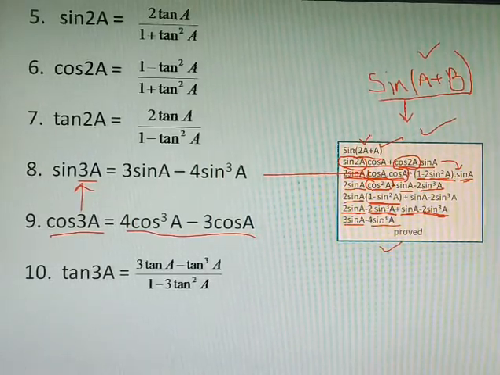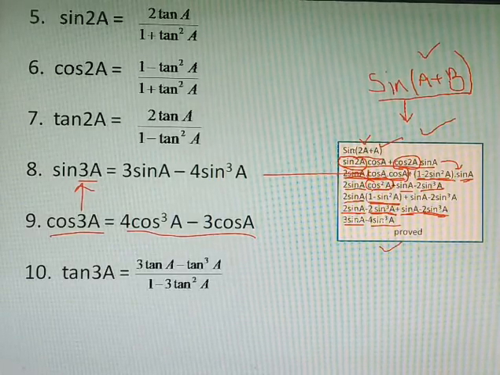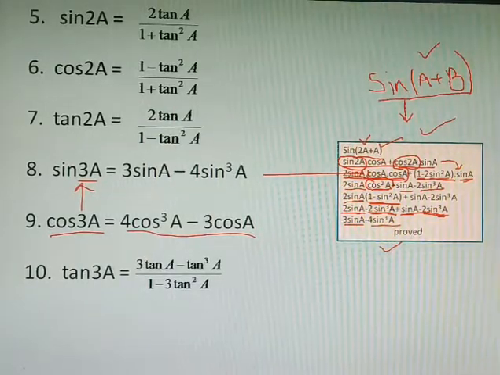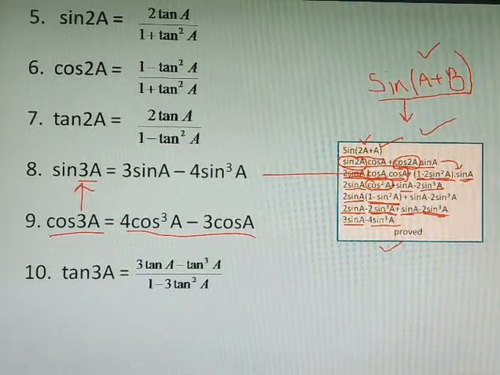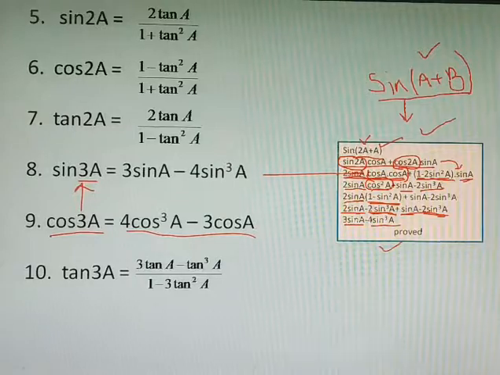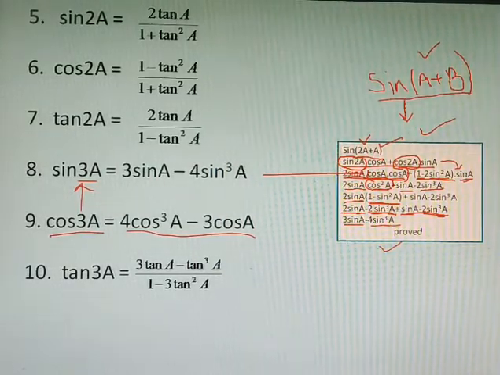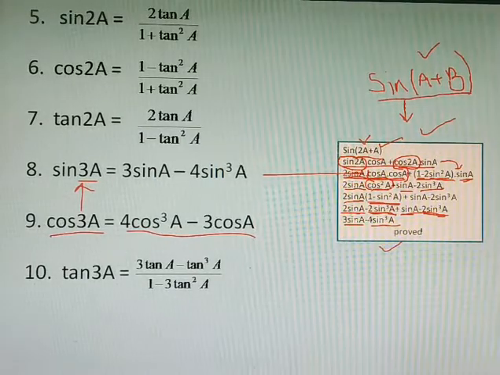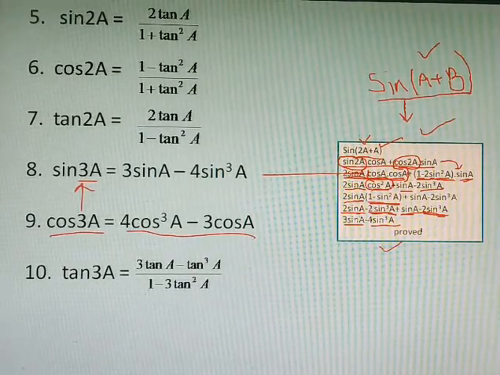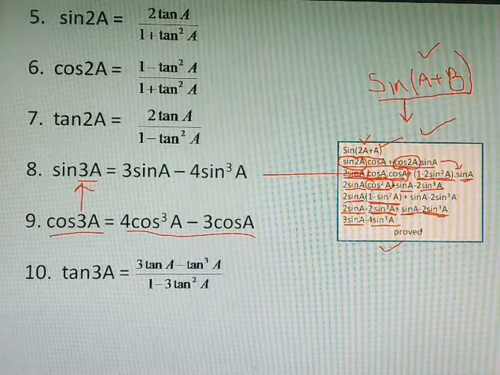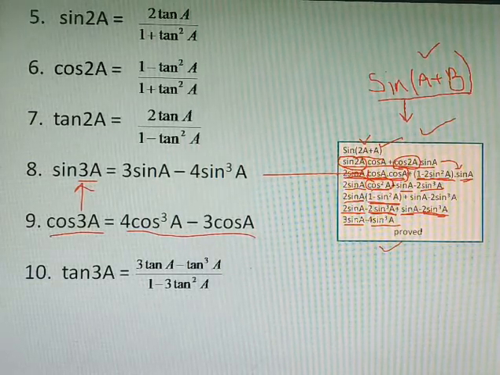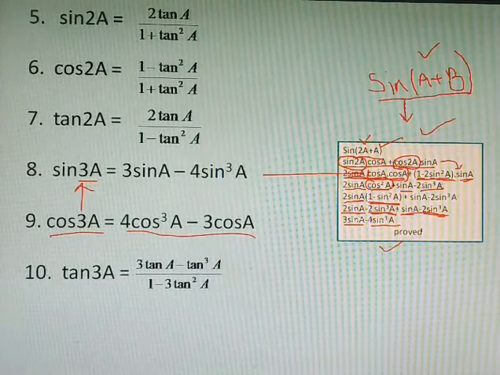Now formula number 10, and formula number 10 you can practice at your home. If you need any kind of help, and if you still want me to prove any formula that has been mentioned here for you, please mention that in the comment box, and I will do that in the next video.